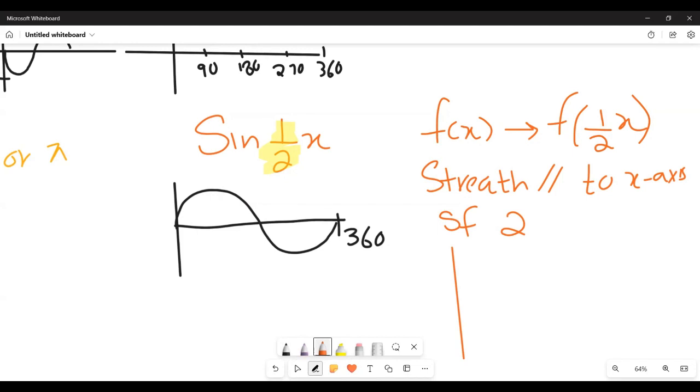My screen is stuck. Why am I not surprised? Just give me a second. Okay.